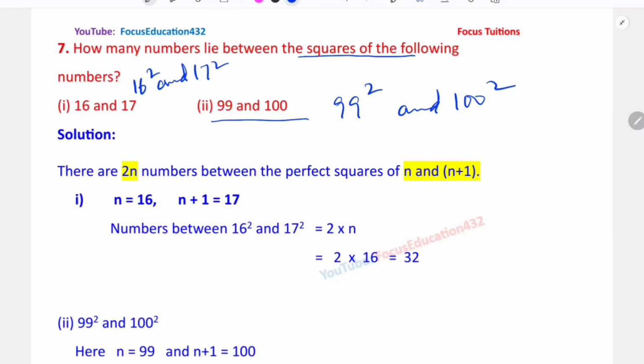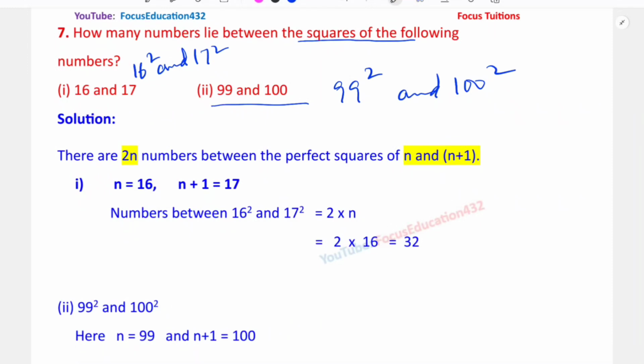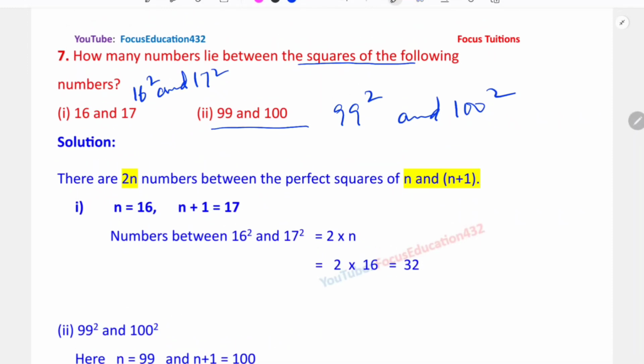This is a very good question from the entrance exams point of view, job related exams point of view, or competitive exams, because these questions will definitely be asked there. Otherwise, you would have to multiply 16 by 16, separately multiply 17 by 17, then subtract 1, and all those things. So there is a very easy method here when two consecutive squares are there in the question.